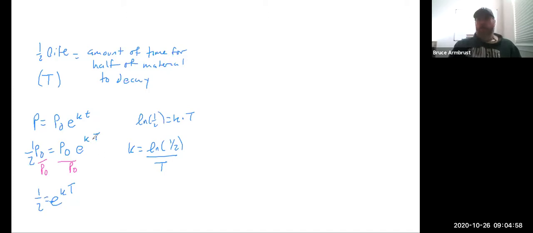Right? So if they ask you, how much material do you have after 24 hours, you would put 24 in for T. If they ask you how long until you only have 1 gram left, well, you put a 1 in over here for your P, and then solve for T. So regardless, once you get your k, that and your initial amount is enough for you to be able to do anything. So does that make a little more sense for that one?